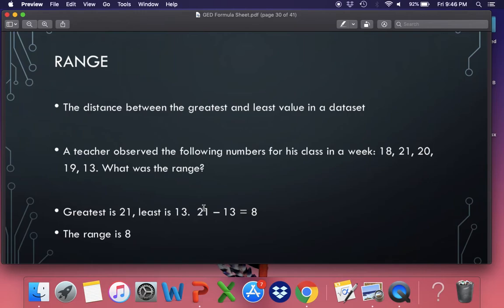Finally, we look at range. Range is the distance between the greatest and the least. So the teacher observed the following numbers in his class: 18, 21, 20, 19, 13. What was the range? It's the greatest minus the least. Greatest is 21, least is 13. 21 minus 13 is 8, so that's the range.